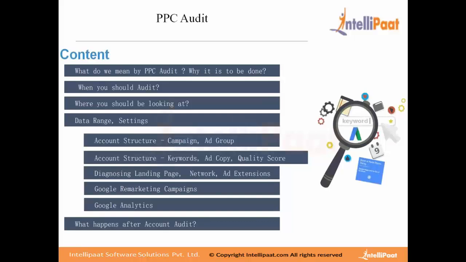After all that is done, we would be looking at how to diagnose a landing page and the network along with the ad extension. So one should look at each and every other aspect, whatever we have covered so far in our past videos. All that needs to be looked into, followed by the Google remarketing campaigns. So what all audience lists have been created? Are they really capturing data or not? Is the customer list, the audience list growing or not? And is it effectively made for each and every step which a customer can take on your website? So that all needs to be looked into while doing a PPC audit.